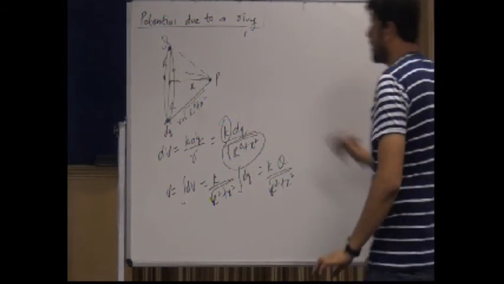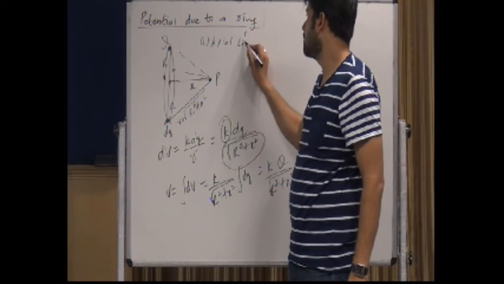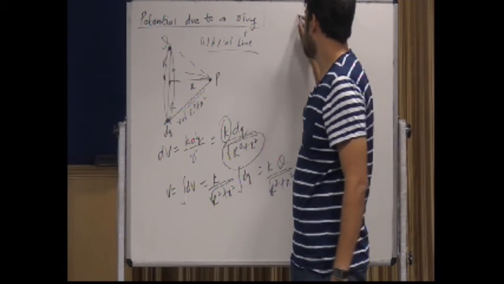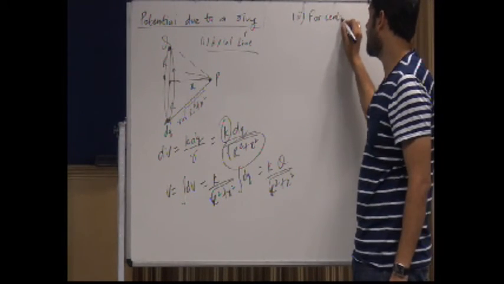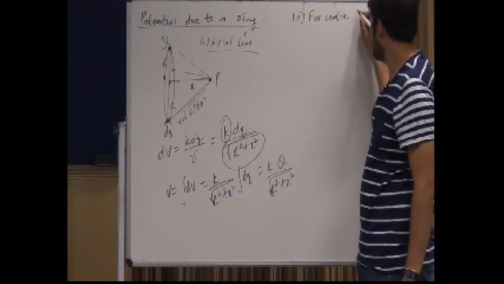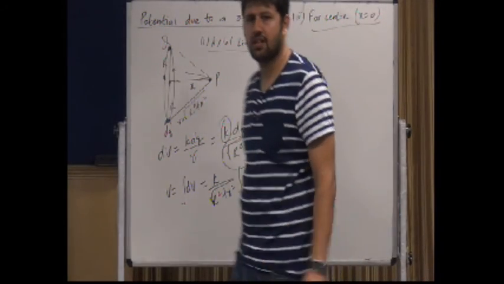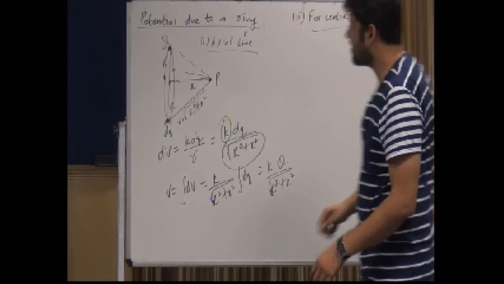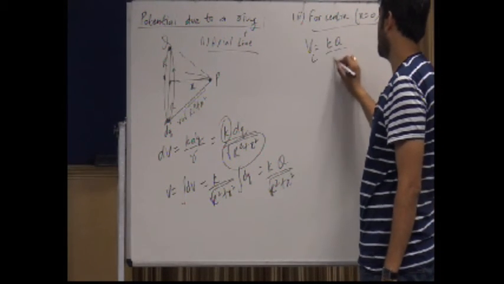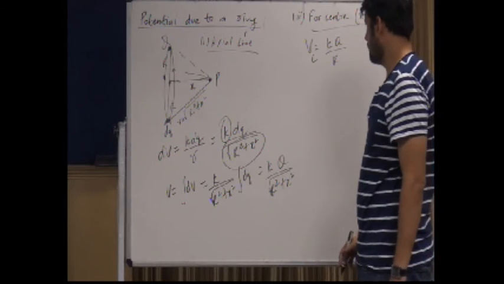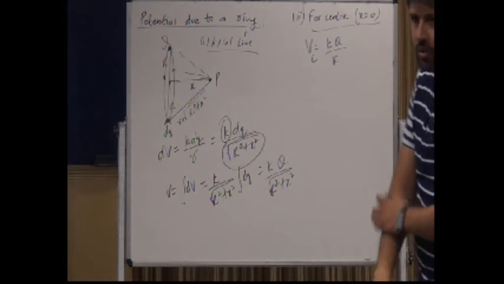Now this was for axial line. Okay. Second thing would be for center. We don't find it for any other point. For center, where x is 0. X is what? Distance from center. Distance from center is 0. So V would be kq by r. This is the maximum possible value. This is the maximum possible value on axial line.